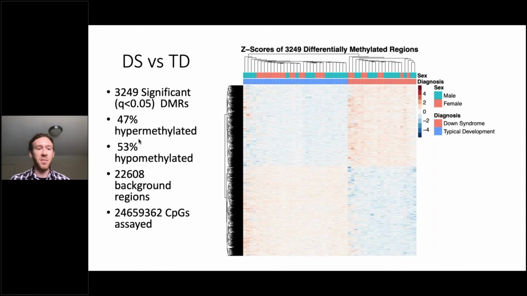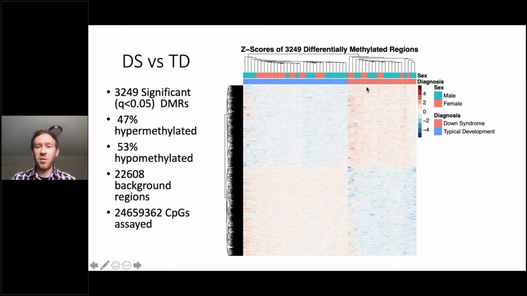And these come from about 22,000 background regions that were made up from over 24 million CPGs that we were able to assay in this sample source. So over here, you can see that we can very cleanly distinguish Down syndrome from typical development. Each column represents a sample.